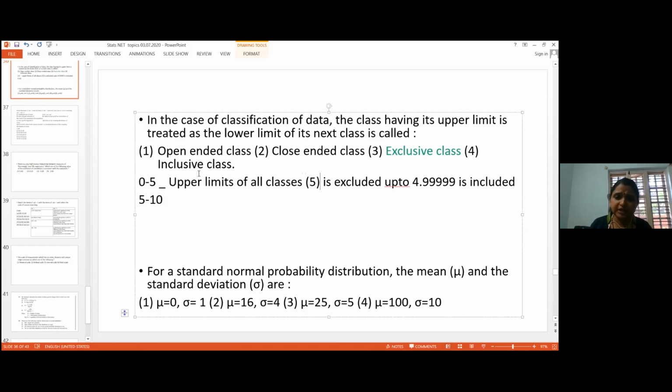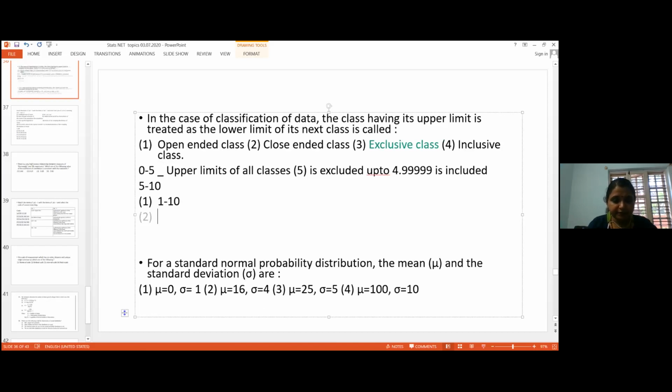So we know what is inclusive class. How will it be inclusive class? Inclusive class is like 1 to 10, then I have 11 to 20. So my upper limit will not coincide with the next lower limit. Upper limit is 10, it isn't the same as the next lower limit. There is a break.